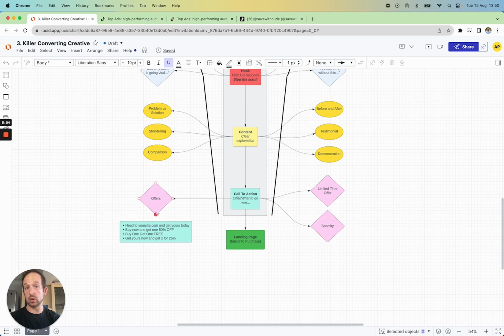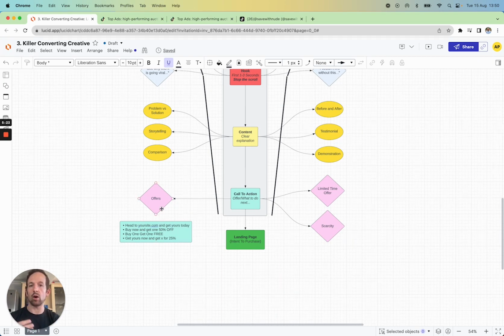I'd suggest always, if you do have an offer, to put it into the ad, because people go crazy for something like a sale or a big percentage off, or if they get buy one, get one free, or get yours now and get so many, like 2 for 25% or 3 for 25% off. When we present them with an offer, we give them a reason to then take that next step. And that's what we always want to do.